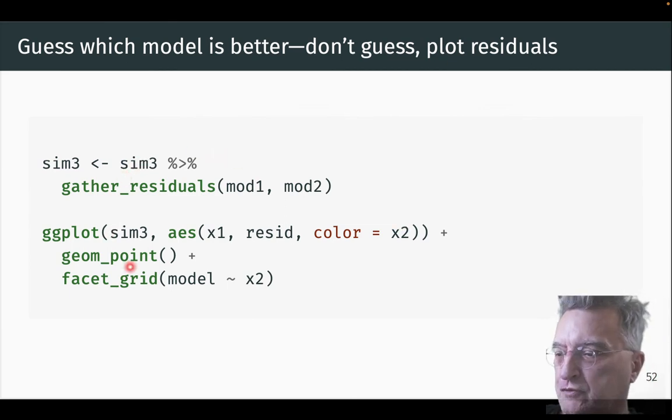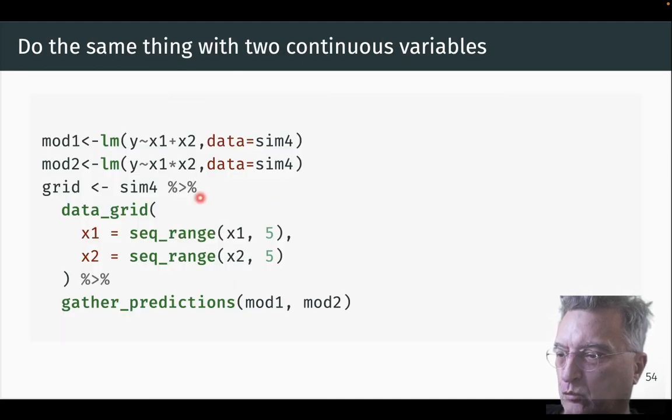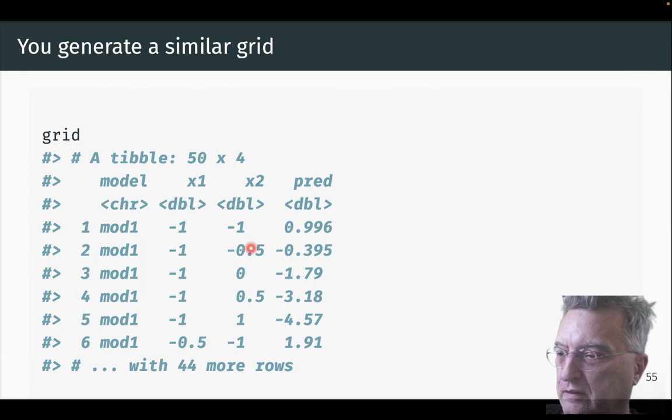But we can plot the residuals to find out. And what we see is that the first model has a pattern, a clear linear pattern, a clear curvilinear pattern, and not so clear patterns. So there's less patterning in model 2 for the different values of B and D in particular. We can do the exact same thing with dataset Sim4, which has two continuous variables. So we're doing exactly the same thing here and getting a similar grid, except that these grids are more variable.